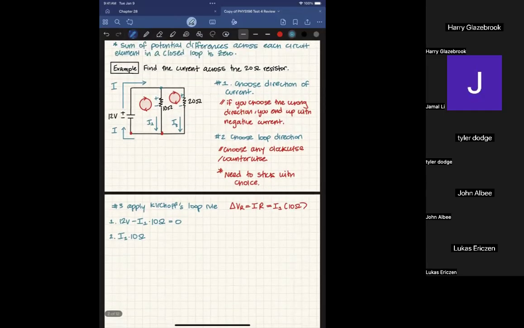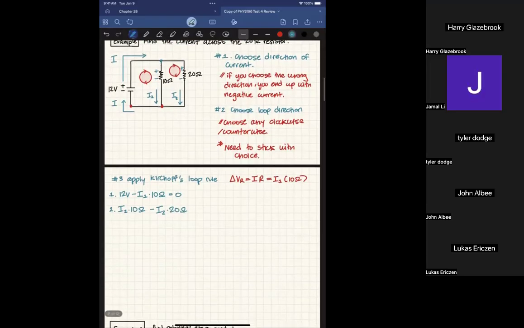I keep walking around. I go from positive to negative on this 20 ohm resistor. If it's taking me from high to low, that means it's decreasing my voltage. So that is negative I2 times 20 ohms. And again, make sure you have that I2 in there because that's the current that's flowing through that resistor. I keep walking around, I'm back to my starting point. So I know that all those potential differences have to equal 0. So we're in a closed loop.